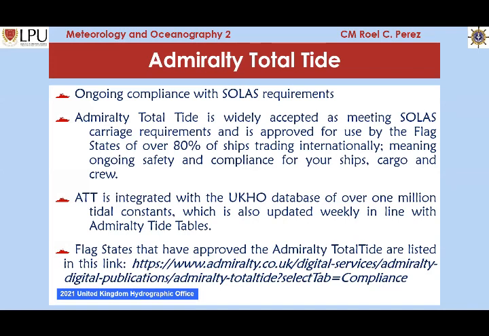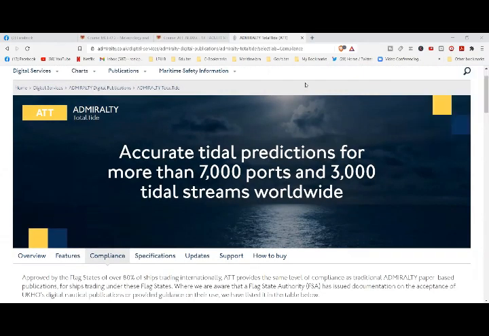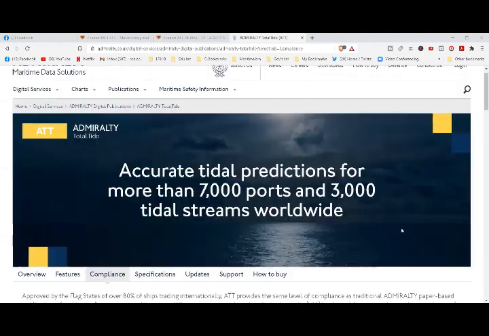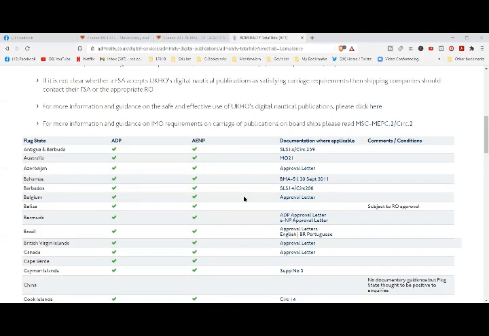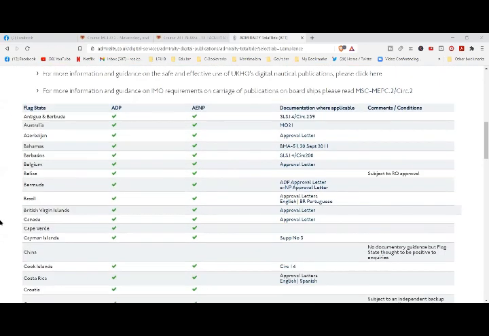So if you want to see the flag states that have approved the Admiralty Total Tide, they are listed in this link. Okay, so these are the countries that have approved the Admiralty Total Tide. So just copy the link. Pwede nyo puntahan, ano? Because I believe parang meron akong nailagay doon sa ating final exam regarding this, no?